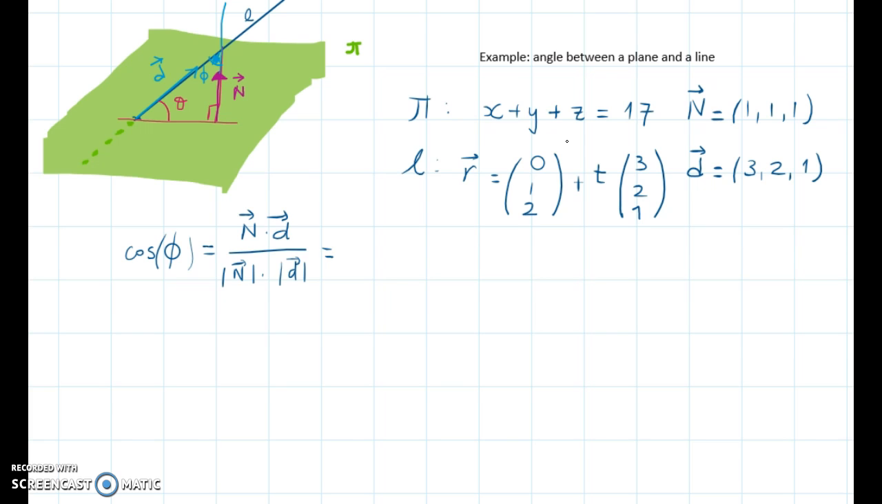So the dot product between these vectors is going to be 1 times 3 plus 1 times 2 plus 1 times 1, so 3 plus 2 plus 1. And we have to divide this by the magnitude of N, which is square root of 3, times the magnitude of D, which is square root of 9 plus 4 plus 1, so square root of 14. So 6 divided by square root of 3 times square root of 14.